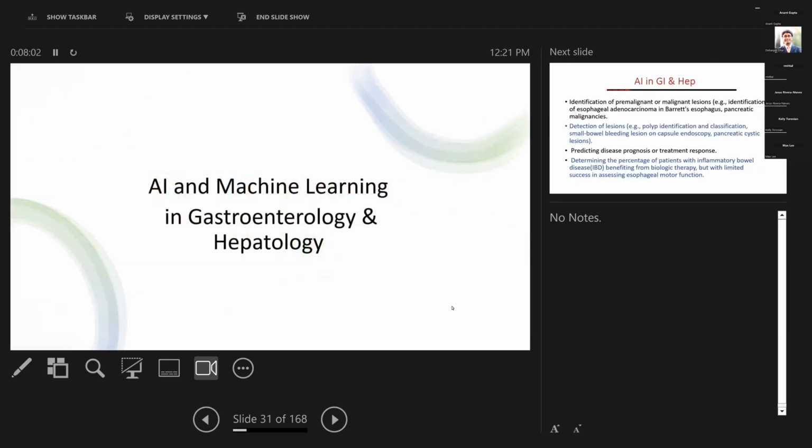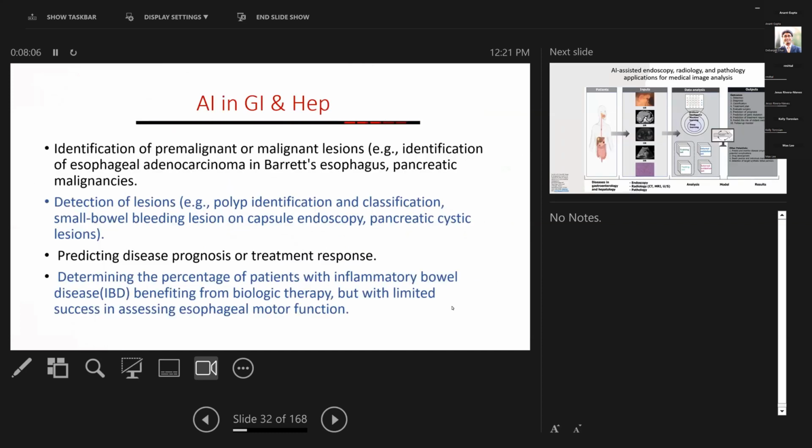So, AI and machine learning in gastroenterology and hepatology. It has been used in the identification of pre-malignant and malignant lesions. It has been used for the detection of lesions such as polyps, small bowel bleeding lesions on capsule endoscopy, or pancreatic cystic lesions. It has been used in predicting disease prognosis or treatment response. Also, it has been used in IBD, determining the percentage of patients with inflammatory bowel disease.